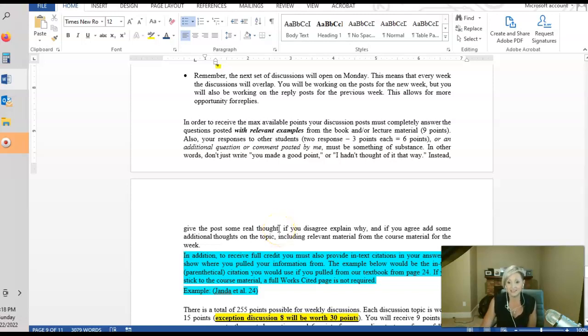Either way, cite, cite, cite. It tells me where you're getting your information. It also helps your fellow peers know where you're getting your information so they can look it up for themselves. And it also avoids plagiarism, all right?